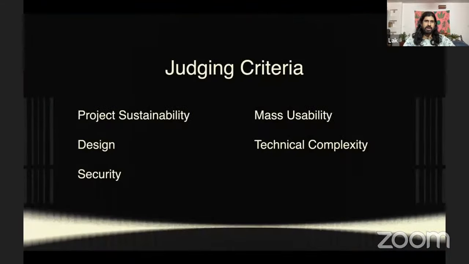So in terms of judging criteria, you've got 5 different options here for judging. First and foremost, you've got project sustainability. Does the project adhere to the specified requirements that we set out? You've got design. How is the user experience and design of the project? Is it carefully considered? Is it well crafted? Security is a big one. Have the contracts undergone any testing? Not necessarily auditing, but have you tried to battle test the contracts?